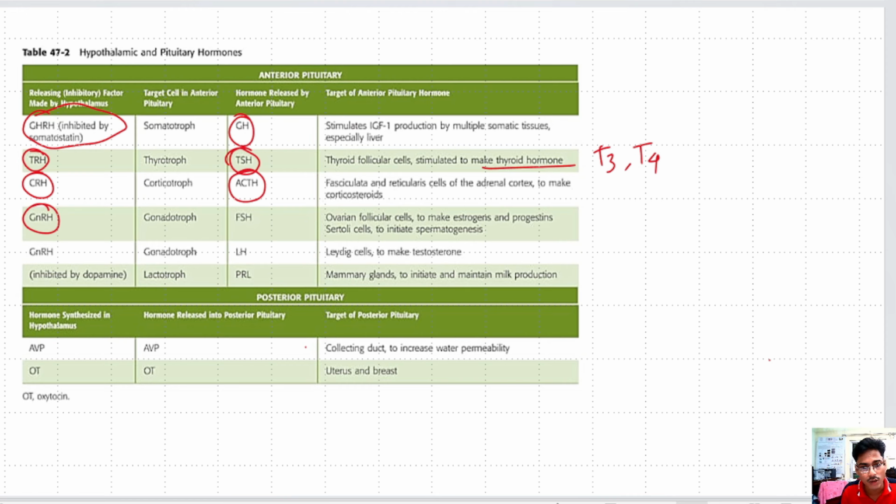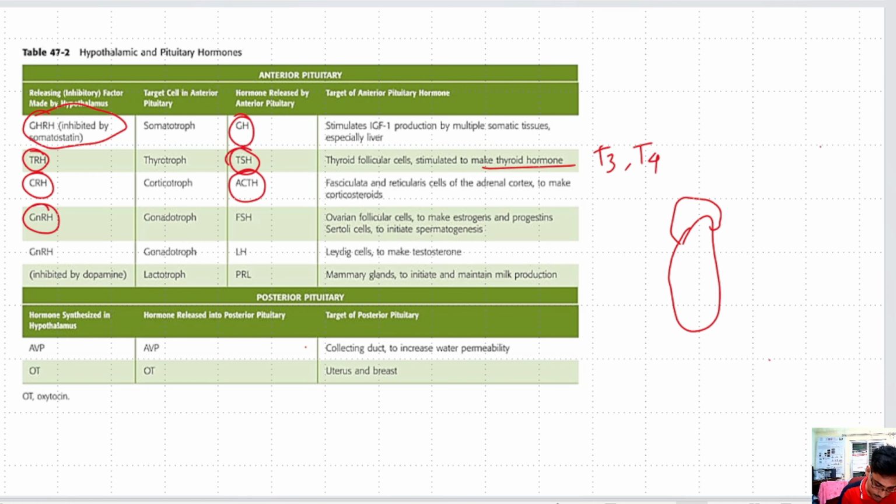acts on the fasciculata and reticularis cells of the adrenal cortex, to make the corticosteroids. Think about where the adrenal glands are. You know about the kidney structure. On the top of the kidney, one triangular structure is there. That triangular structure is called the adrenal gland. In that adrenal gland, two types of regions are there. One is the medulla region, and another is the cortex region.